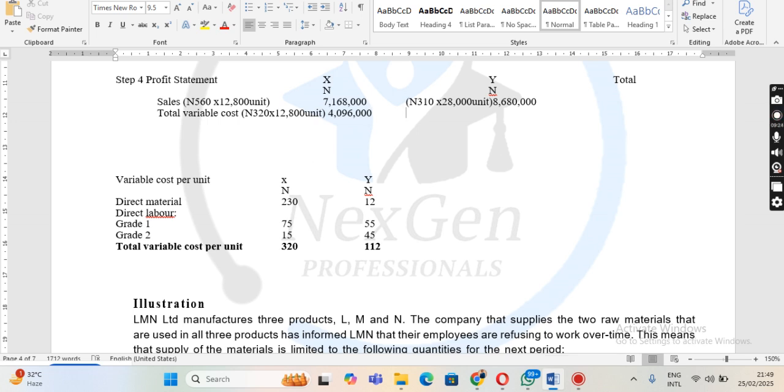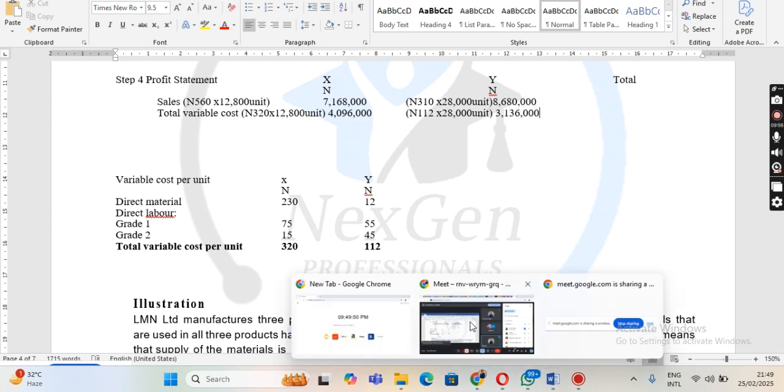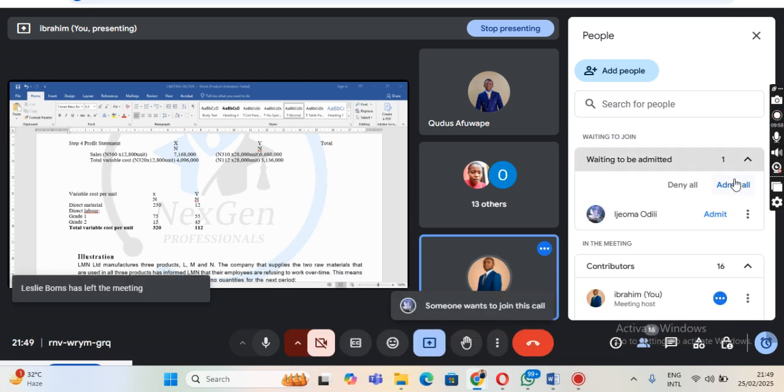So next is 122. You can see the way we work smart, right? We work smart instead of doing it one after the other. It is in units. Just add and you move on. 28,000 units. So what do you have here? You have 3,136,000. 3 million 136,000. Okay, let me just leave that, maybe after this class.